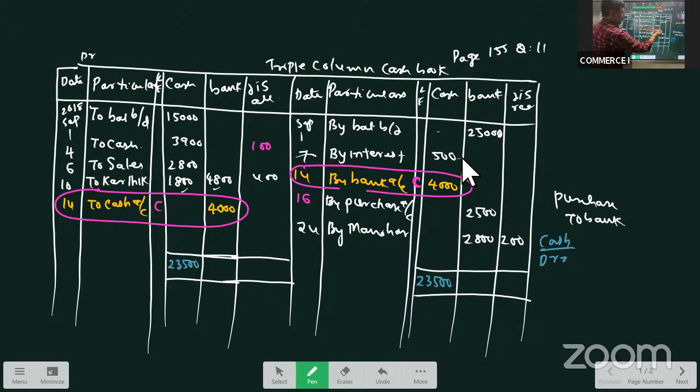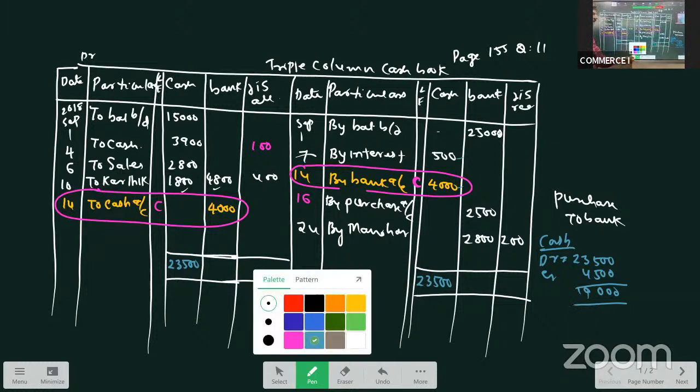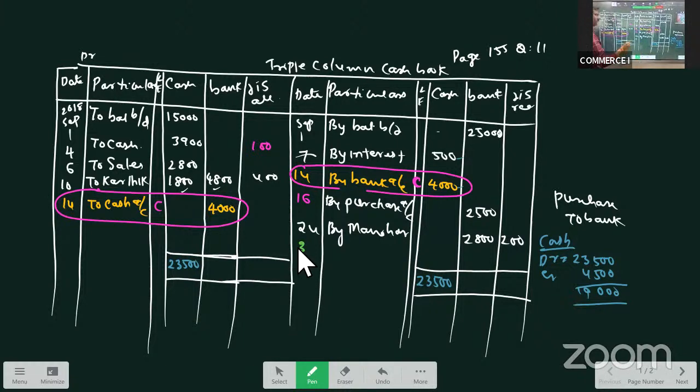Now see what is there on the credit side. On the credit side, we have only 4,500. So what is the balancing figure? 19,000. Closing cash balance is how much? It is 19,000. So on the last day, 30th September, write by balance carried down 19,000. Okay?